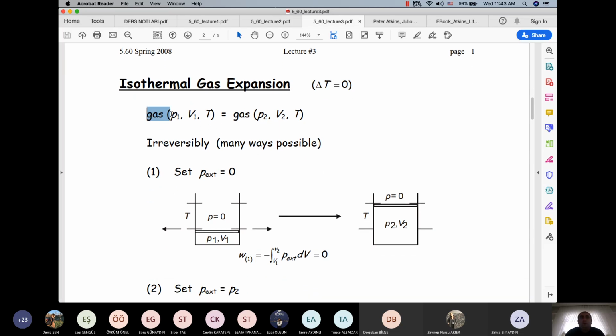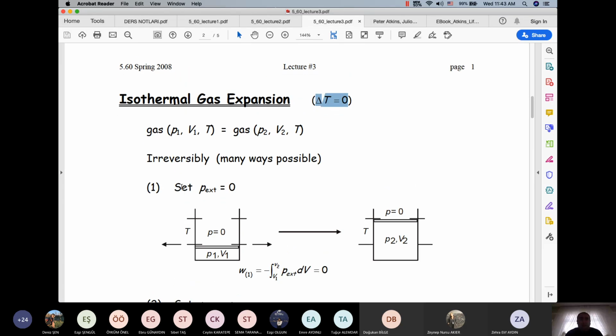So from the first point, P1 and V1 and temperature T, I am going to end up with P2, V2 and temperature T. Since it is constant temperature, the temperature does not change. Okay, if I do that irreversibly, there are many different ways of going from this to this, first off. This is the extreme case, let's say. We can set the external pressure to any value.